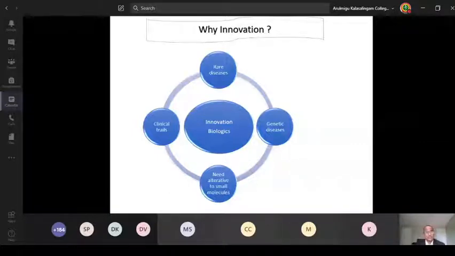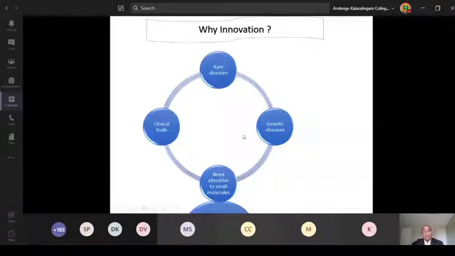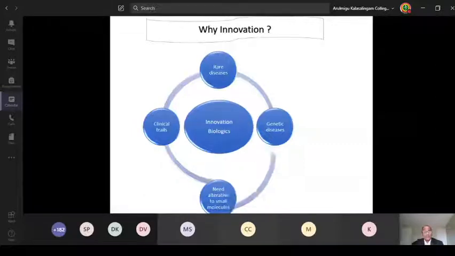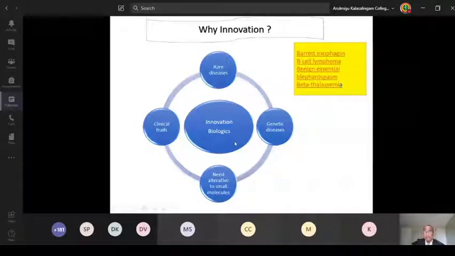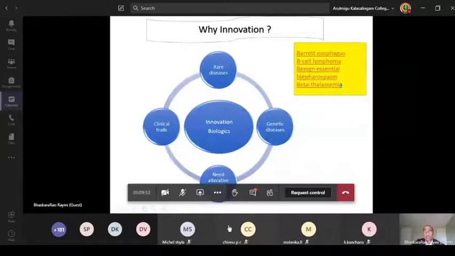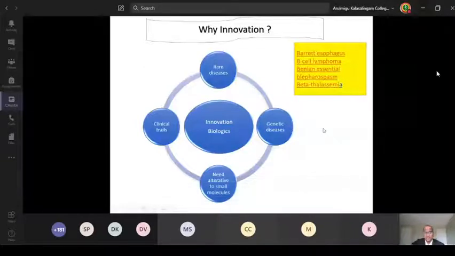So innovation is now gaining momentum overall in order to meet the upcoming emerging new diseases which are not able to be mitigated by small molecules. Likewise, in order to mitigate rare diseases and genetic diseases, when there is no alternative from small molecules, extensive clinical trials are currently going on, particularly with biologics and innovation. Now you can see the rare diseases: Barrett esophagus, B-cell lymphoma, benign essential blepharospasm, beta thalassemia. All these are called rare diseases.